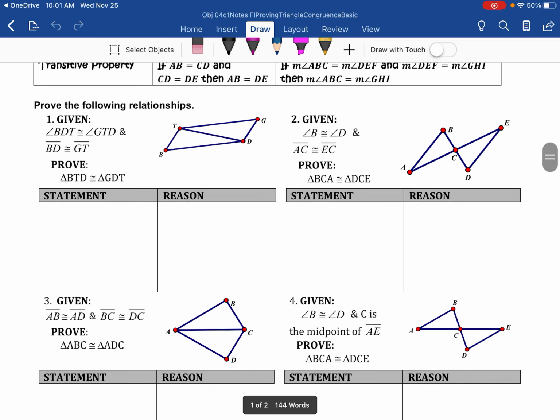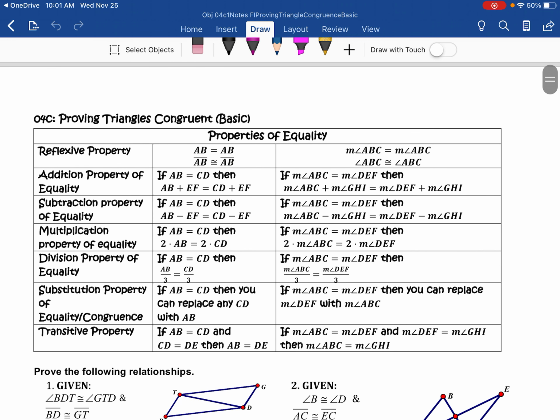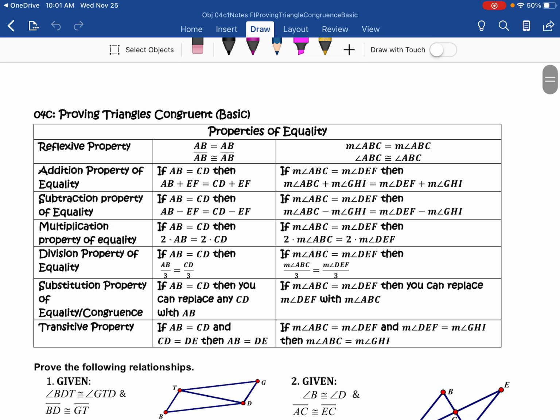Okay, so I just want to go through this. This won't be quite as long as the last one, so this should just be about 5 minutes. Now we're going to talk about formal proofs in proving triangles congruent, which is a little bit different because I wanted to get you guys started on this.